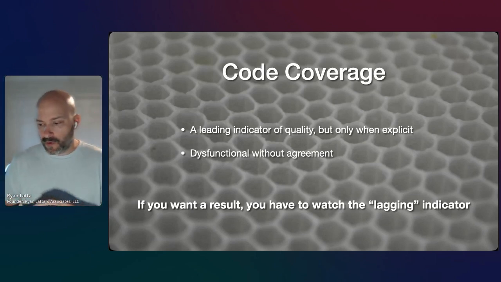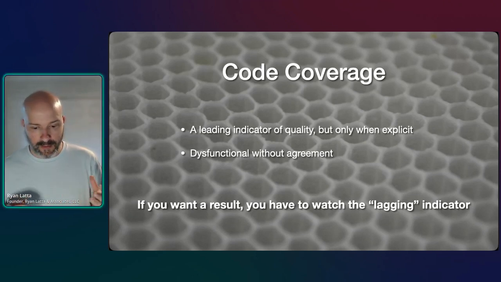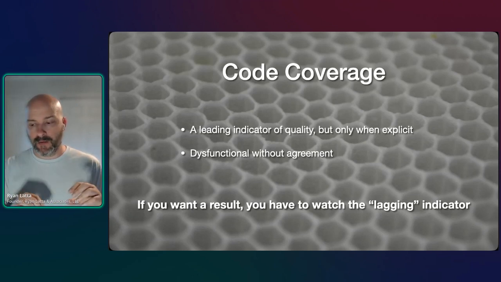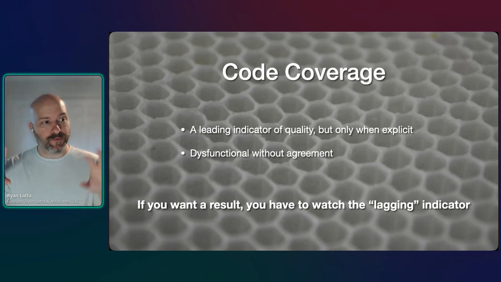So leading and lagging indicators work like this. Leading indicators are something you can see today that we hope leads to a result tomorrow. So in the case of code coverage, it is a leading indicator to quality. The lagging result is that quality will be improved if code coverage is improved. That's how they pair up, leading and lagging.